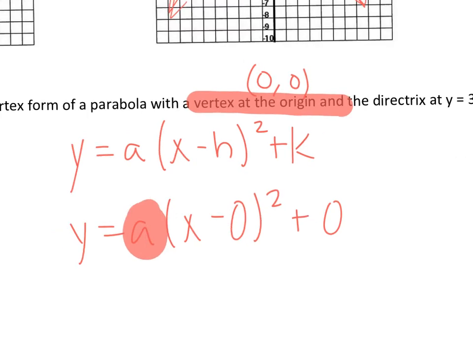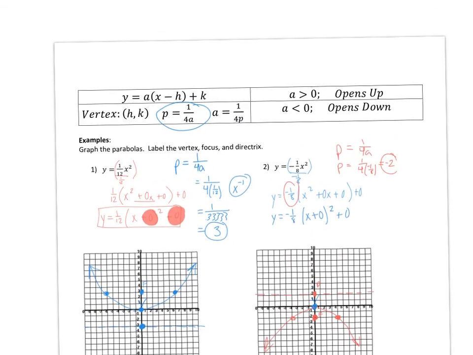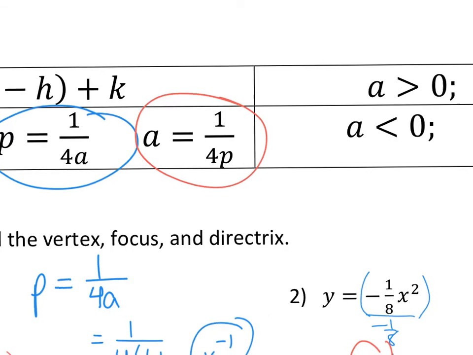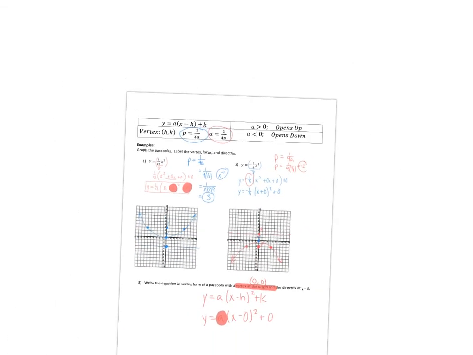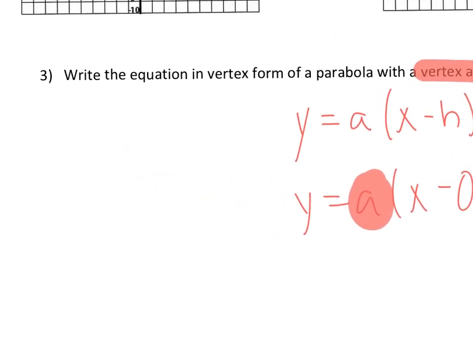And this is where the other version of this formula comes from, because I need a. Now I'm going to use the other formula. I need a now, so I'm going to use a equals 1 over 4p. So let's go down here. a equals 1 over 4p.